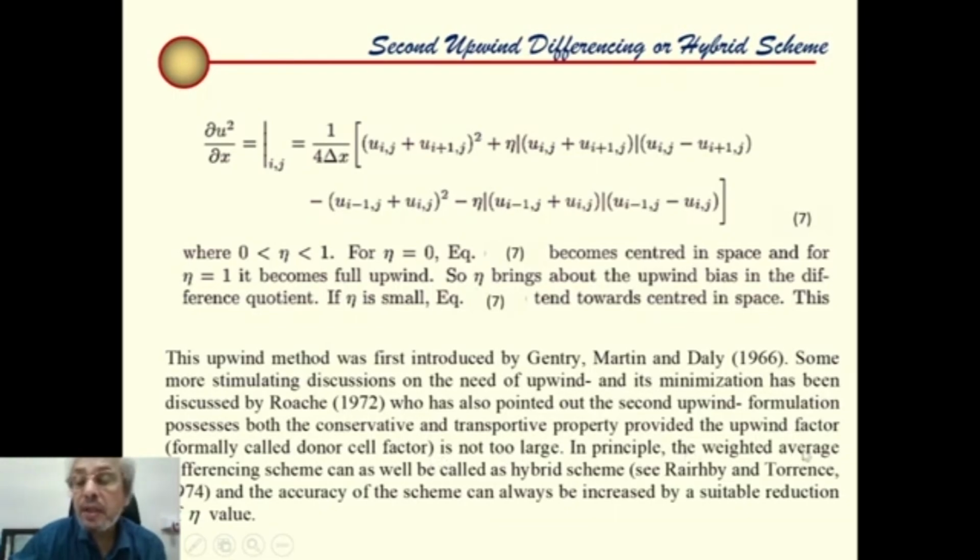In principle, the weighted average, this is also called weighted average differencing scheme, can as well be called hybrid scheme. Reddy and Torrance, again in 1974, in a very well-known paper, explained this as hybrid scheme, and as I mentioned, its accuracy can be enhanced by reducing the value of eta.